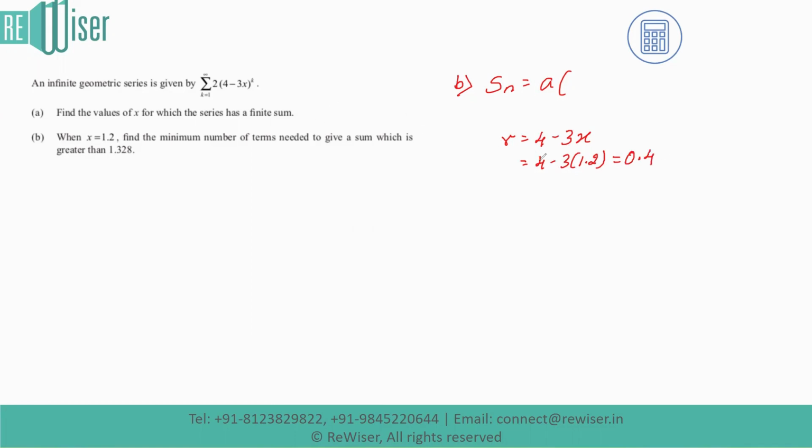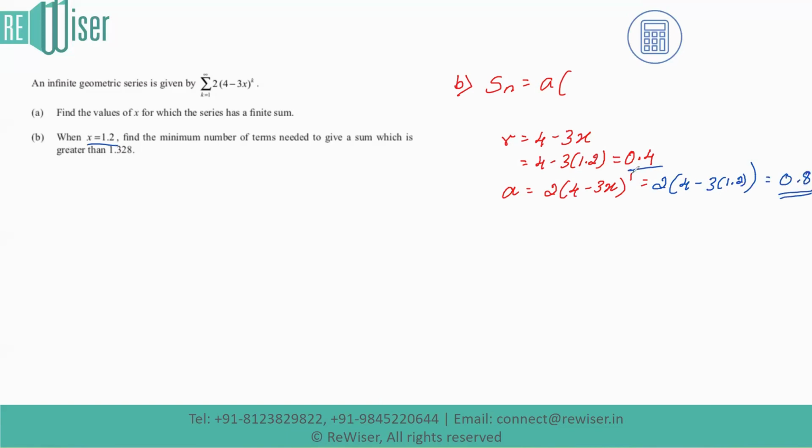And also, if I talk about the value of a, the first term, my first term would be 2 times (4 minus 3x) to the power of 1. In that case, if I substitute the value of x to be 1.2, because they have said the value of x is 1.2, it's going to be 2 times (4 minus 3 times 1.2). So we would get the answer to be 0.8.